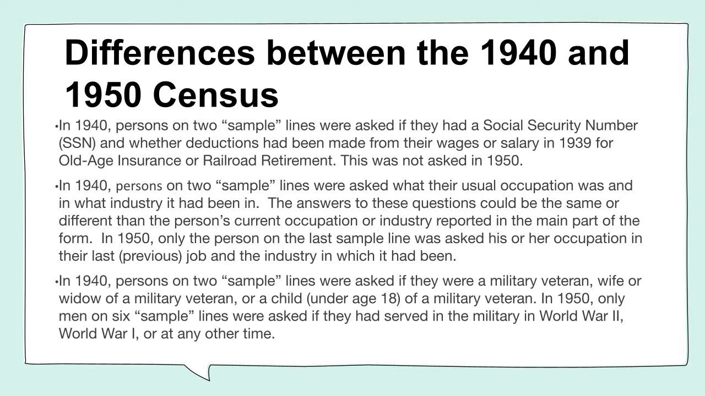In 1950, only the person on the last sample line was asked his or her occupation in their last previous job and the industry in which it occurred. In 1940, persons on the two sample lines were asked if they were a military veteran, wife or widow of a military veteran, or child under age 18 of a military veteran. In 1950, only men on 6 sample lines were asked if they had served in the military in World War II, World War I, or any other time. I do want to point out, we're in the period before the Korean War. So again, you're looking at a particular war time frame.